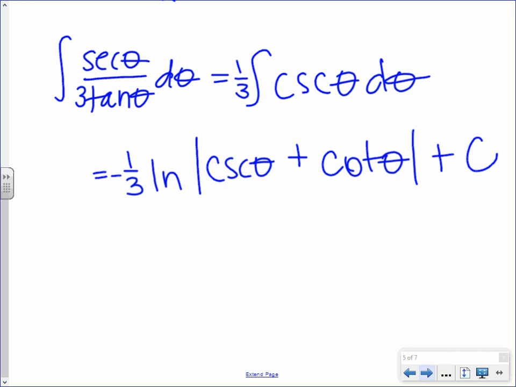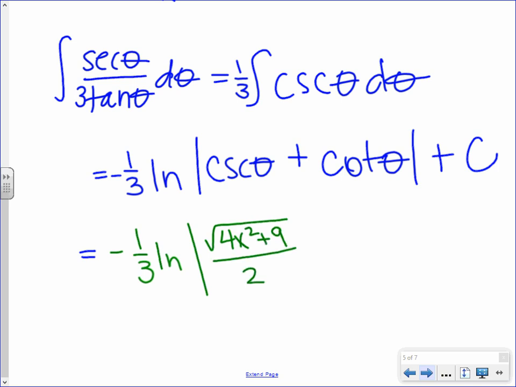And since we already drew our triangle, this is a nice, easy substitution to get our answer in terms of x. So the cosecant ratio is hypotenuse over opposite, plus our cotangent ratio is adjacent over opposite. There you have it.